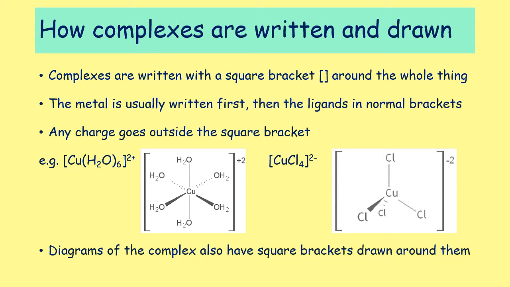If you have a ligand that has multiple atoms in it, like water or ammonia, to represent if there's more than one of those, it gets put in brackets. So you can see in that first example, copper with 6 waters, the water is put in brackets so that we can put the number 6 after it. Whereas with chloride in the second example, there are no brackets around the chloride because that 4 is simply telling us that there are 4 chlorides. So you've got to be careful of when to use brackets and when you don't need to use brackets.